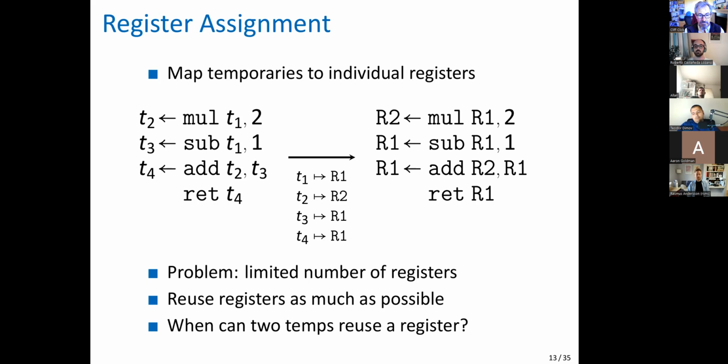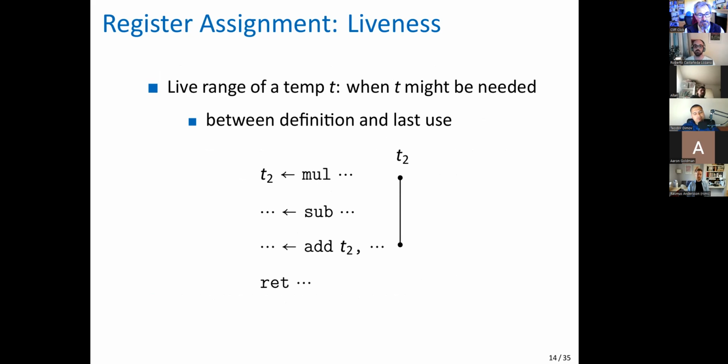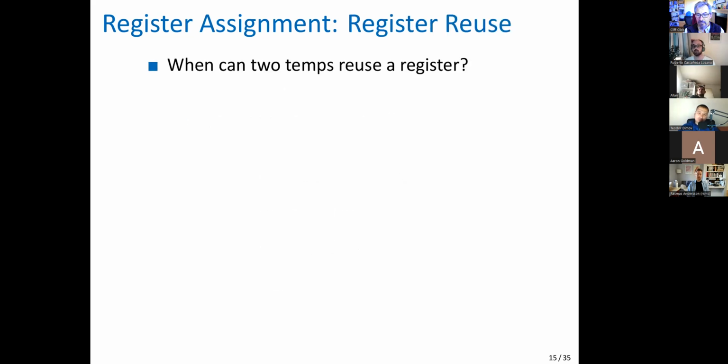Fine. The question is, when can two temporaries reuse a register? For that, we need to go to the notion of liveness. What is the live range of a temporary? Basically, informally, when the temporary might be needed. Those are the program points that form the live range. And in this context, it's really between the definition and the last use of a temporary. I'm using SSA as a starting point, right? So in this trivial example, T2 starts being live when it's defined by MUL and then dies when it's last used by ADD.